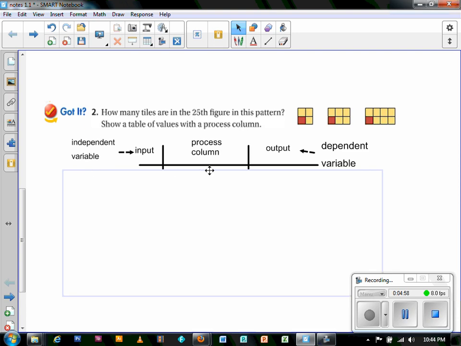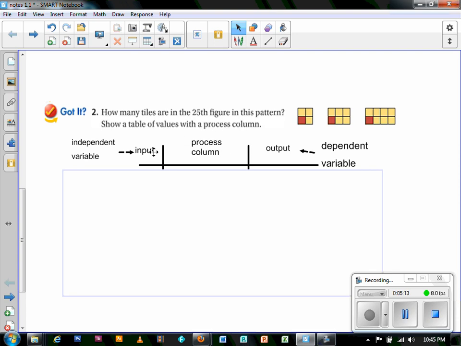The output, we like to call that the dependent variable. The output represents the y-axis on a graph. The independent variable represents the x-axis. And the output depends on the input.